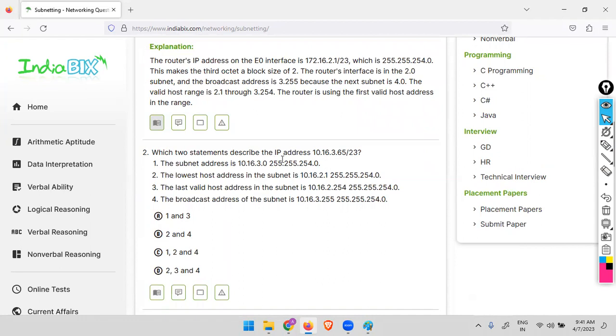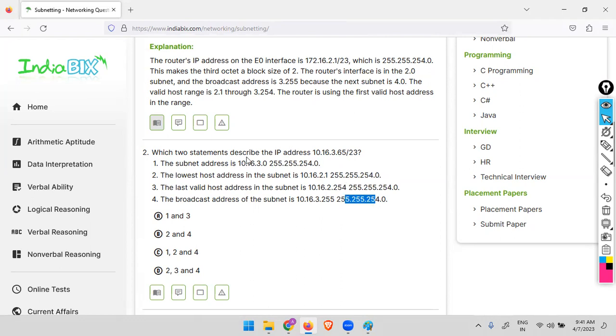Which two statements describe the IP address 10.16.3.65/23? Read that. The subnet address. Subnet address means network IP. Is it 10.16.3.0 and the subnet mask 255.255.254.0? For /23, is the subnet mask correct? Yes. And you can verify that everywhere they have given the same subnet mask. That means the subnet mask is correct.